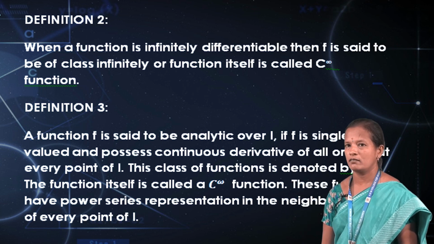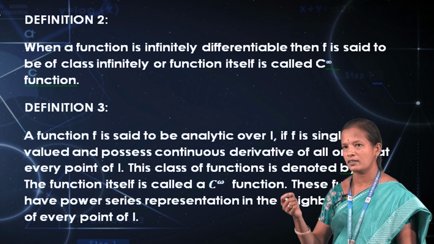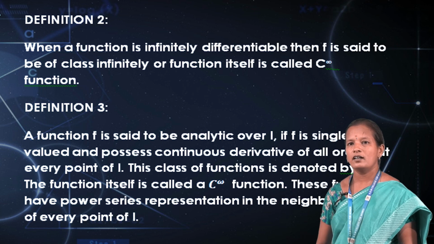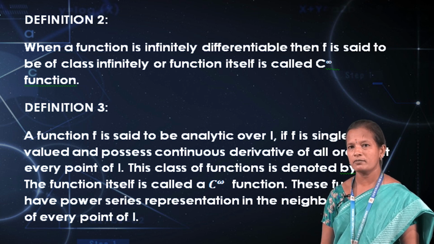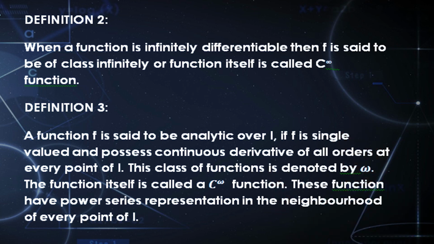Next, let us go for the definition of C infinity function and C power omega function. When a function is infinitely differentiable, then f is said to be of class infinity, or the function itself is called a C infinity function. Next is the C power omega function. That is, the function f is said to be analytic over I if f is single valued and f possesses continuous derivatives of all orders at every point of I. This class of functions is denoted by omega. The function itself is called a C power omega function. These functions have power series representation in the neighborhood of every point of I.